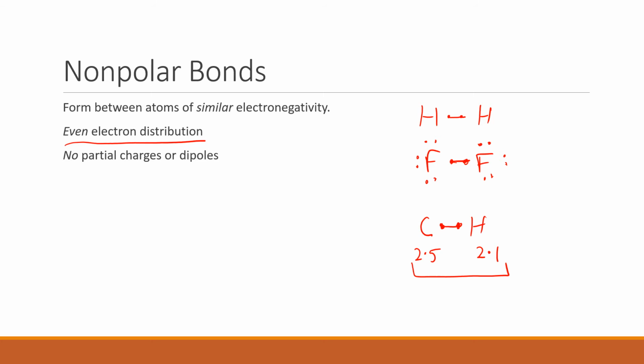Nonpolar covalent bonds do not have partial charges, and therefore they do not have bond dipoles. Nonpolar bonds are found in diatomic elements such as hydrogen, nitrogen, oxygen, chlorine, fluorine, and they are also found in carbon-carbon and carbon-hydrogen bonds of hydrocarbons and many other compounds which contain only carbon and hydrogen.